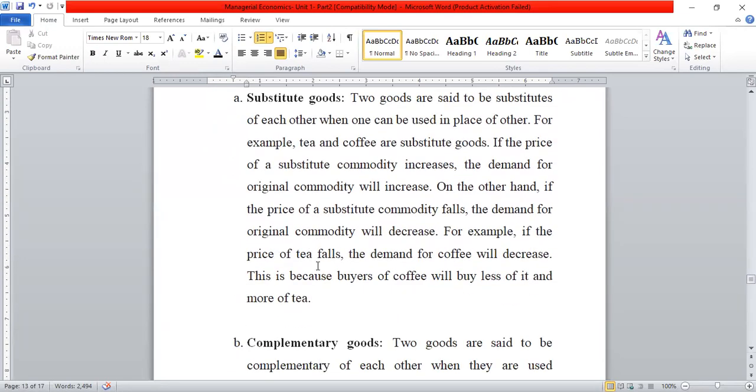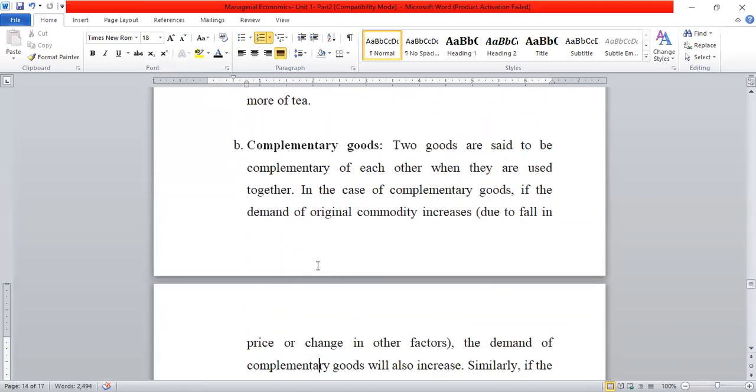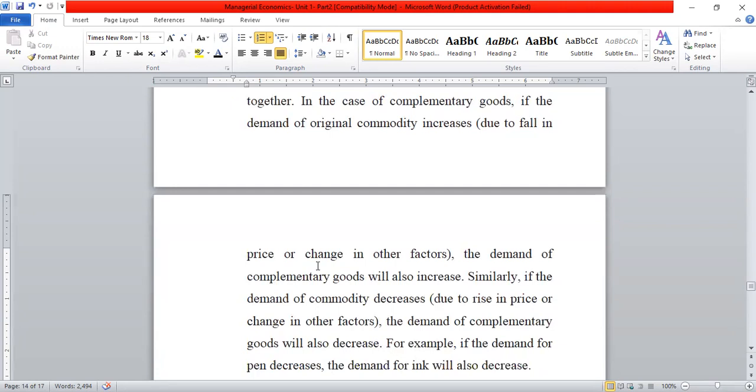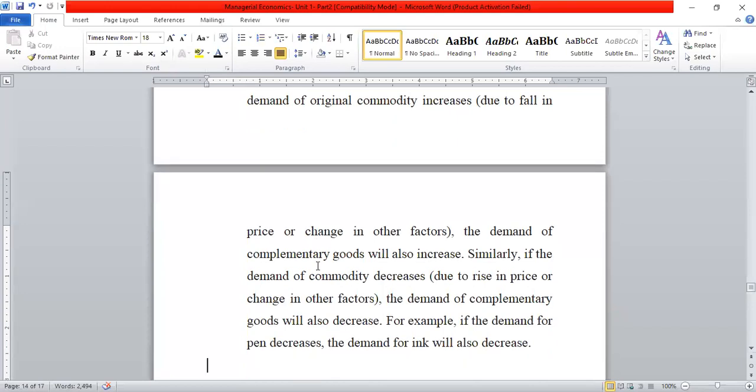And then complementary goods. What are complementary goods? When goods are used with each other, such goods are called complementary goods. Bread and jam, similarly scooter and petrol. Here, if the demand for a commodity decreases due to a rise in price or change in other factors, the demand for its complementary good will also decrease. For example, if the demand for pens decreases, the demand for ink will also decrease.